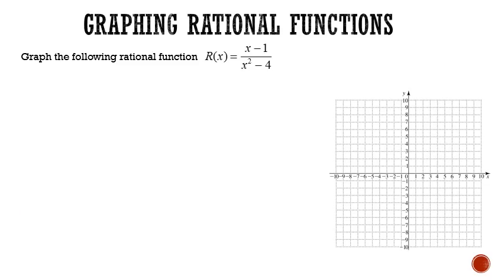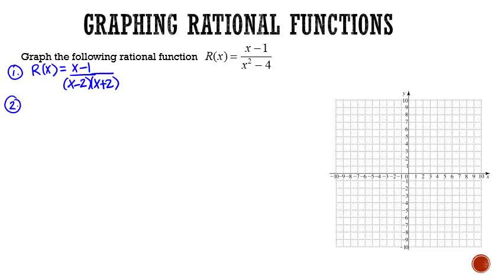Let's put these steps to work. Graph the rational function R of x equals x minus 1 all over the quantity x squared minus 4. So step 1 said to factor the function and simplify. Any factors canceled out of the numerator and denominator are holes of the function. It looks like the numerator does not factor at all, but the denominator does, into x minus 2 times x plus 2. Looking at this rational function, I see that there's nothing that can cancel out.